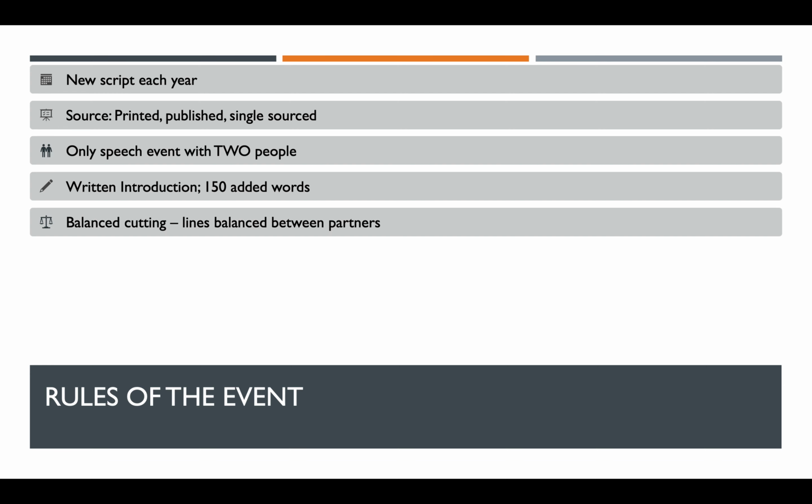Next, you need to make sure that you have balanced cutting in your speech. What I mean by this is that you want your lines balanced between partners. You don't want one character or one individual taking like 75% of the lines while you only have 25%. And vice versa, right? So you don't want to have 75% of the lines and your partner only have 25%. You want to make sure that the cutting is balanced.